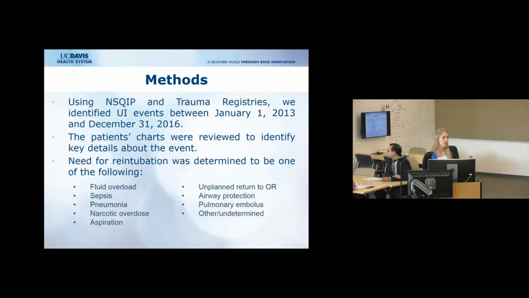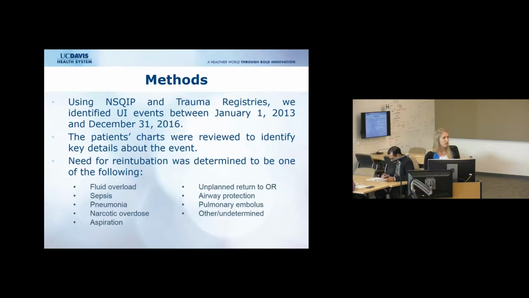We did this by using both NSQIP and trauma registries. We identified all unplanned intubation events between January 1st, 2013 and December 31st, 2016. The patients' charts were reviewed to identify key details about the event: timing with regards to surgery, emergency versus elective surgery, chest x-rays, ABGs, narcotic intake, naloxone administration, BUN and creatinine levels, diuretic administration, things like that.